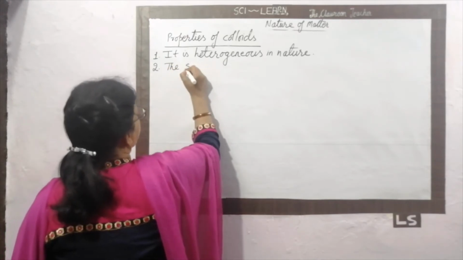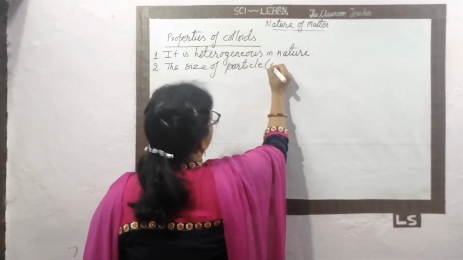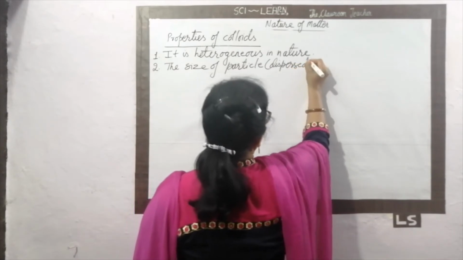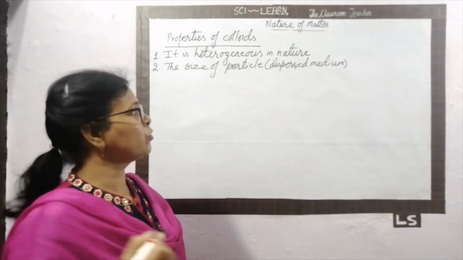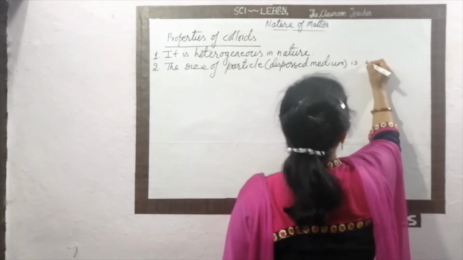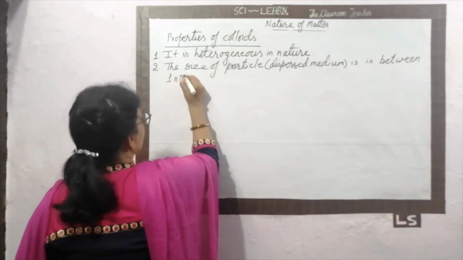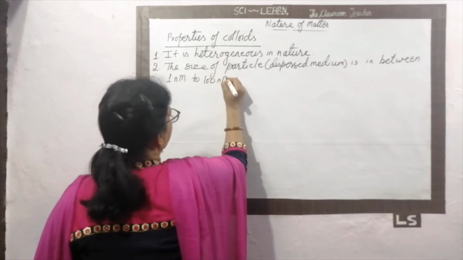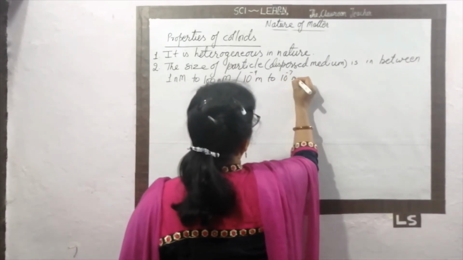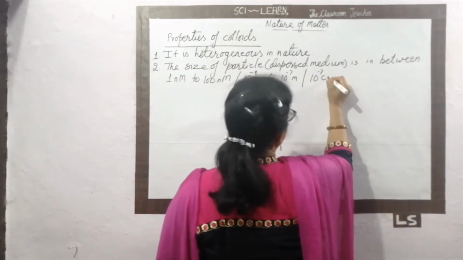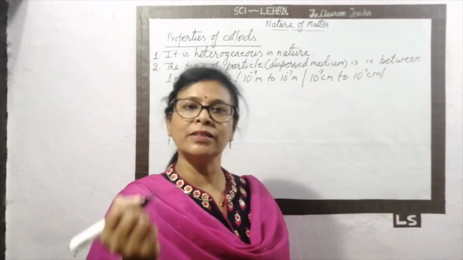Now, what about the size of the particles? As I told you, it's bigger than a solution, but it is smaller than a suspension. The size of the solute particle is in between 1 nanometer to 100 nanometer, or 10 to the power minus 9 meter to 10 to the power minus 7 meter, or 10 to the power minus 7 centimeter to 10 to the power minus 5 centimeter. It is bigger than a solution, but it is smaller than a suspension.